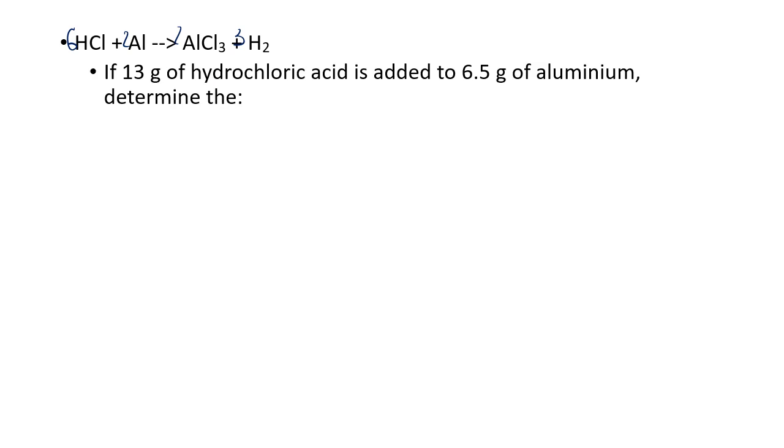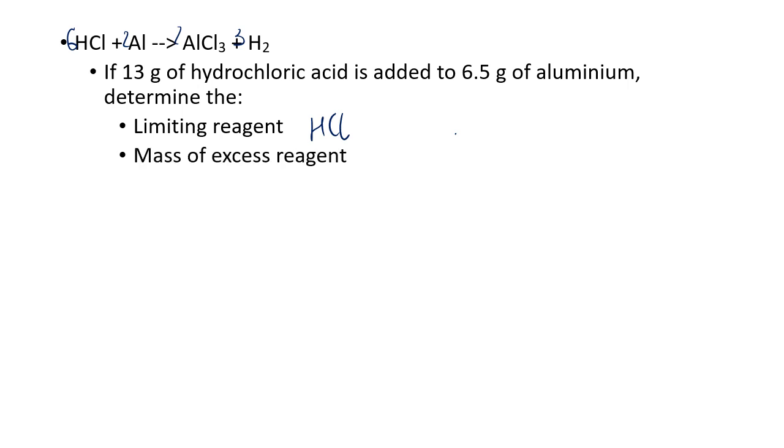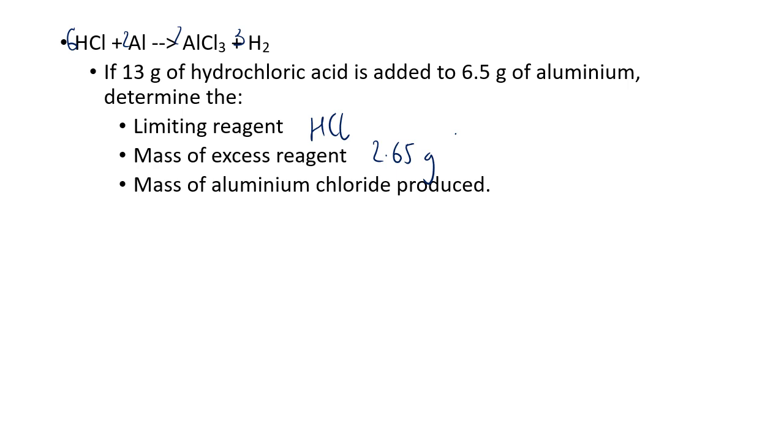Okay. If 13 grams of hydrochloric acid is added to 6.5 grams of aluminium, determine the limiting reagent. All right. The limiting reagent is the HCl. You can go work that out yourself. The mass of the excess reagent is 2.65 grams. Right. And the mass of the aluminium chloride.